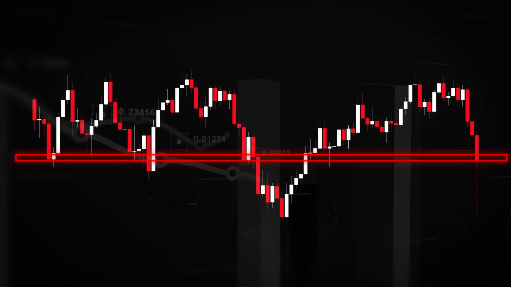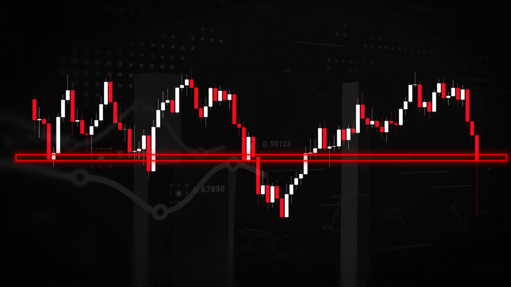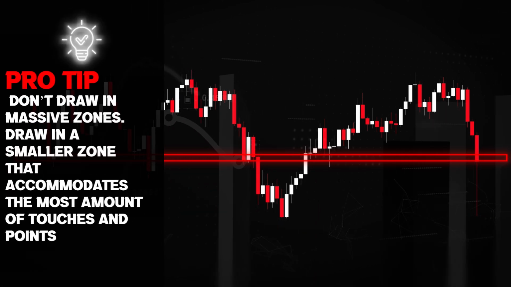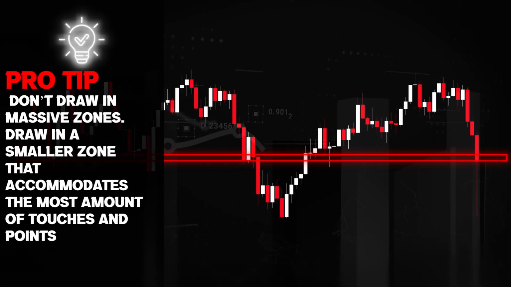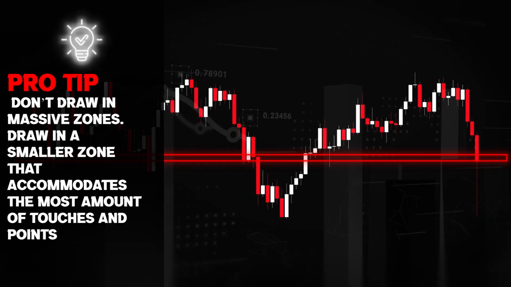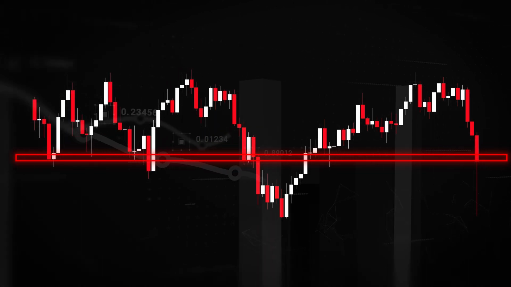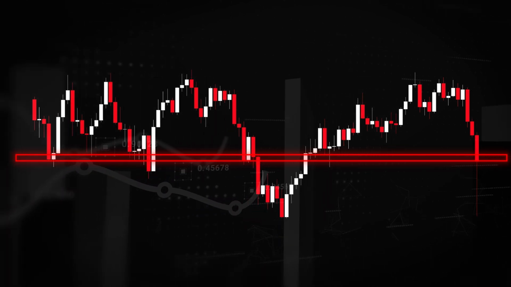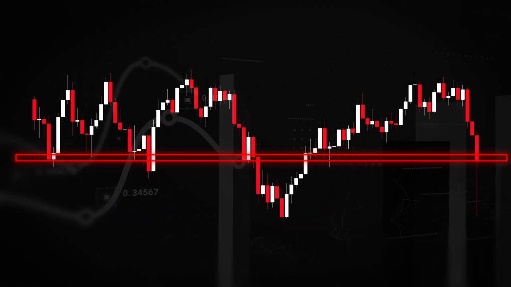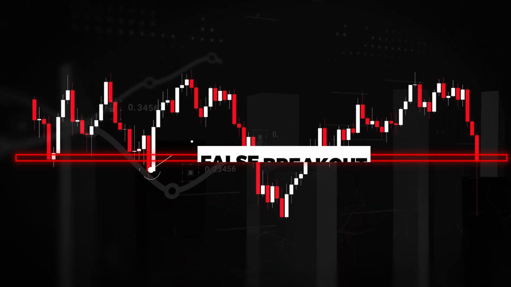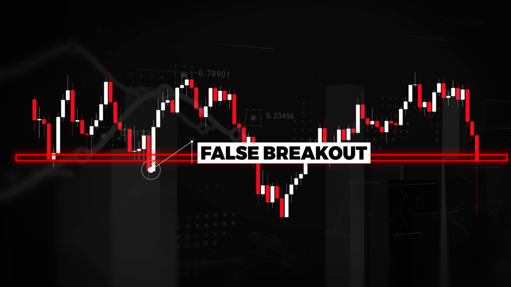Moving on down, we spot this level here and we draw in a zone like this. You are probably wondering why we did not accommodate for this point here. Here's a pro tip: don't draw in massive zones. Draw in a smaller zone that accommodates the most amount of touches and points. Drawing a big zone to accommodate for this low would look terrible and confuse you with such a large area. Instead, opt to create a smaller level that accommodates the most levels it can touch, and then this point here would be deemed a false breakout.